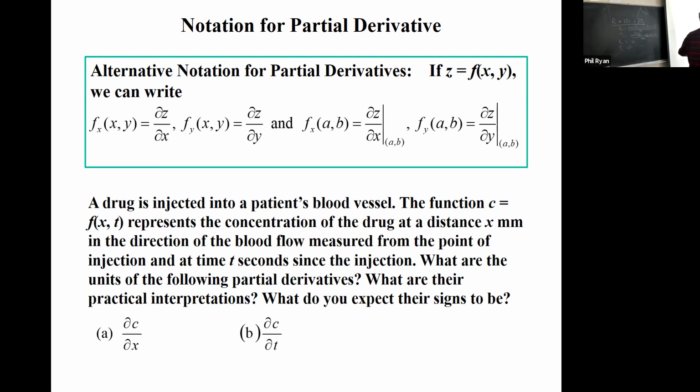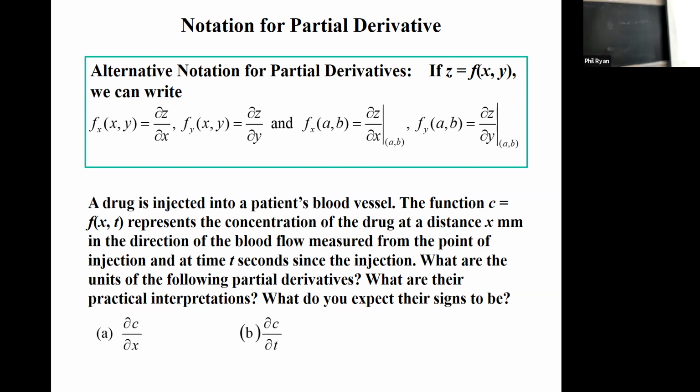Okay, so let's think about dc dx. What is that? That's the change in concentration with respect to how far away you are from the injection site. So firstly, let's do units, dc dx. It's going to be units of c per unit of x, like how we do any of these problems.